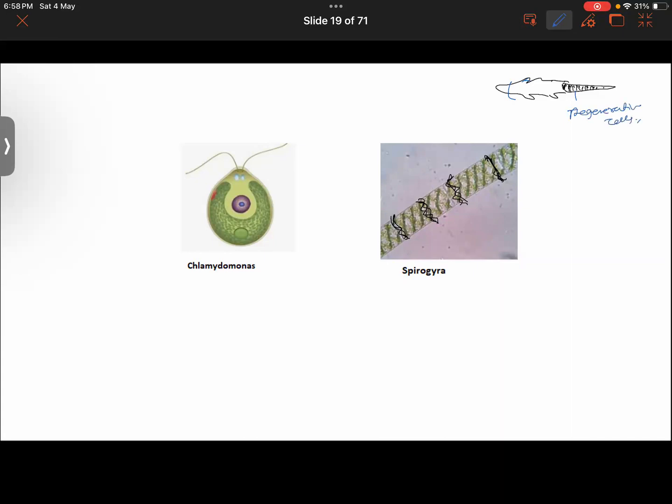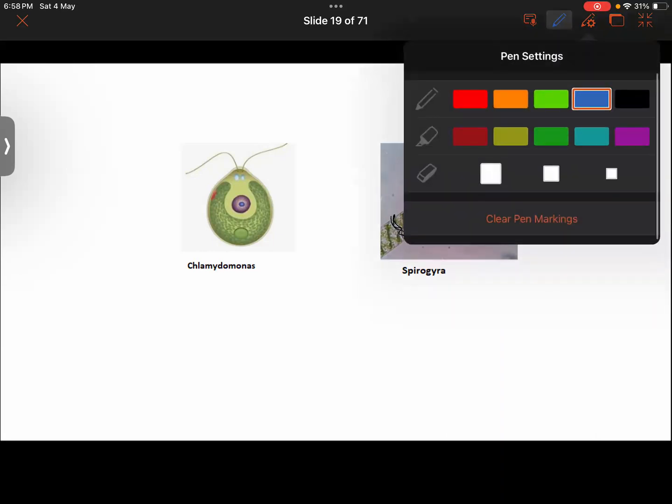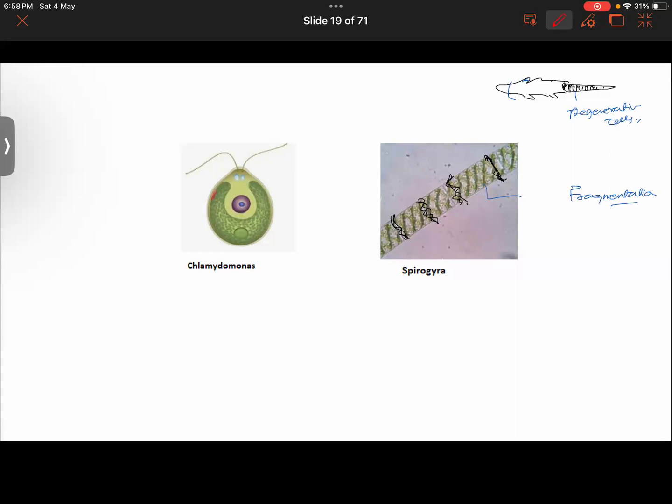While here the process is called fragmentation, in which the whole new organism is able to grow out of a piece. Similarly, you have some other organisms in nature also, like if some part of their body gets cut, they can grow back. Do you guys know how Hydra grows? Have you guys heard of Hydra?